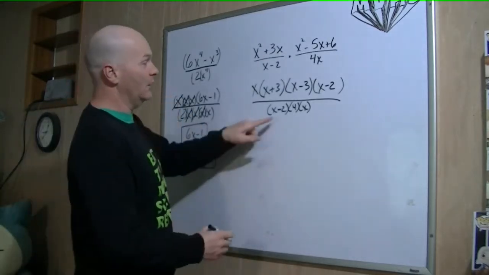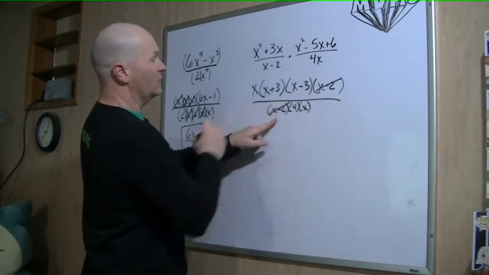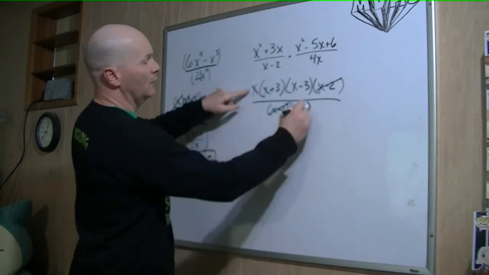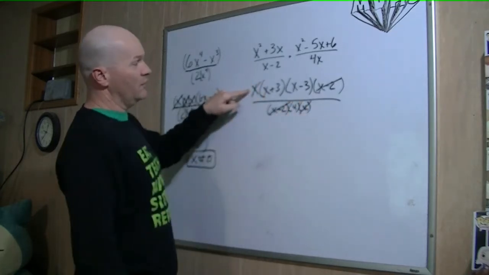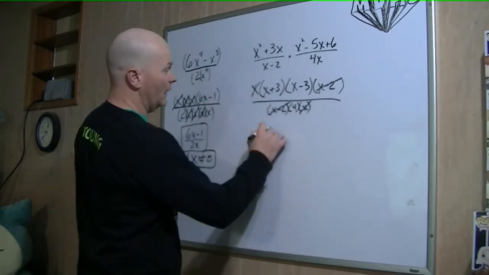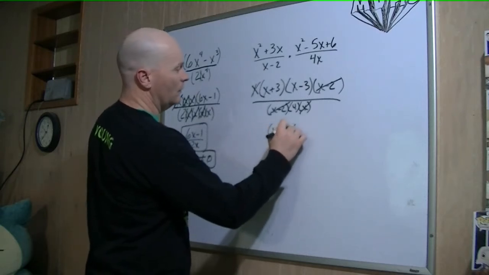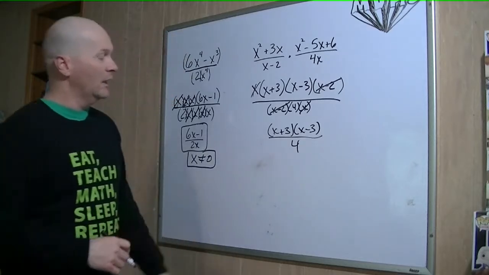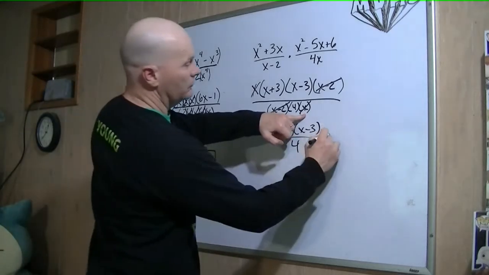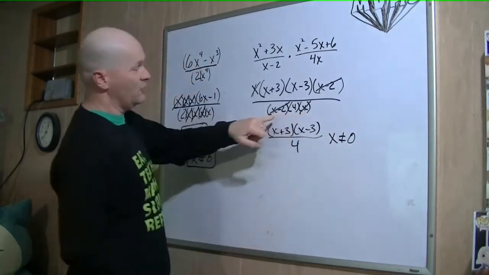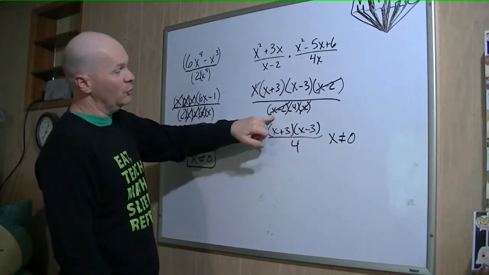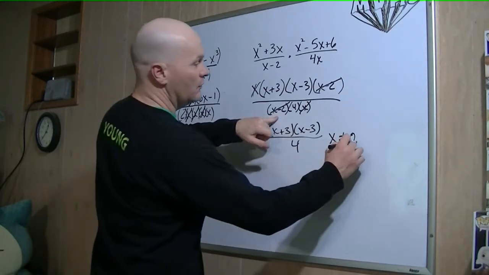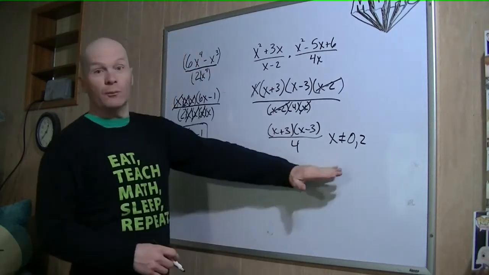Let's see what we can cancel. Well, we got x minus 2 on the top, x minus 2 on the bottom, x on the bottom, x on the top. That's all we got. So here's what we have left. And we know that x can't be 0. And x also can't be 2, because if we put 2 in there, 2 minus 2 is 0. So x also can't be 2. This would be a great answer.